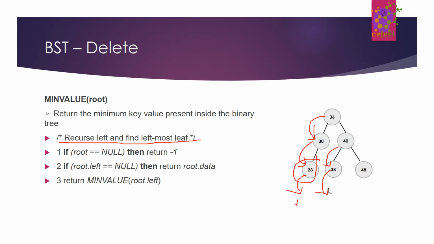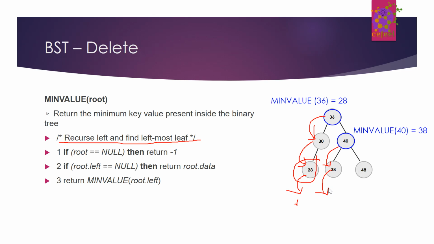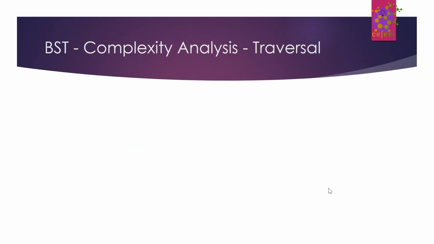Alright, cool. So finally we are done with all the 4 operations on a binary search tree data structure. Now let's go ahead and do a complexity analysis of all these 4 operations. The complexity analysis is also simple if you just understand how a recursive call works. It's basically similar for all the 4 operations. So let's first start with traversal.